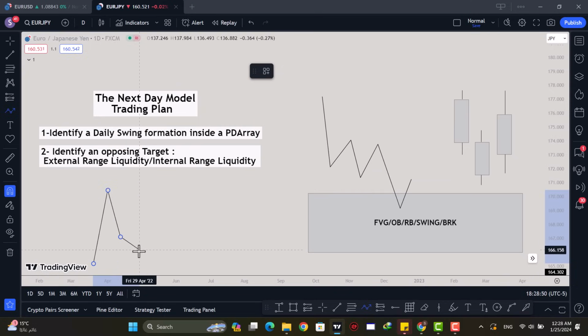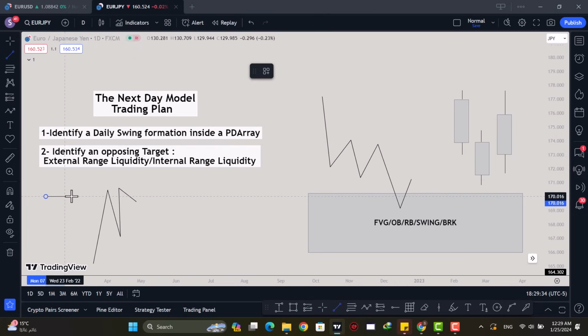Why? Because after an expansion, we are expecting a pullback. And after a pullback, we are expecting another expansion. That expansion is going to expand to that high. So that is the target in the example of external range liquidity. Now, let me give you an example of internal range liquidity. So internal range liquidity can be something like this.